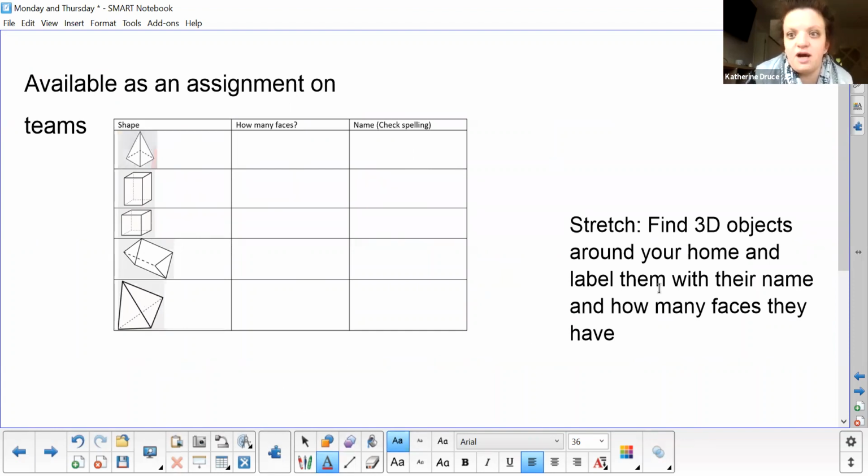As a stretch this morning, you can find your 3D objects around your home and label them with their name and how many faces they have, just like I did with my tin and my party hat. See if you can go around your home and see what you can find, and take some pictures and upload them to Teams with your assignment.